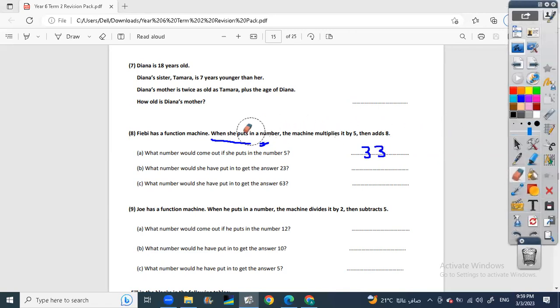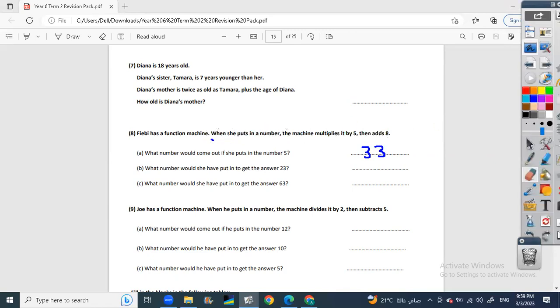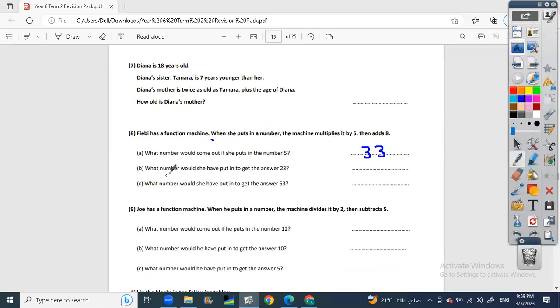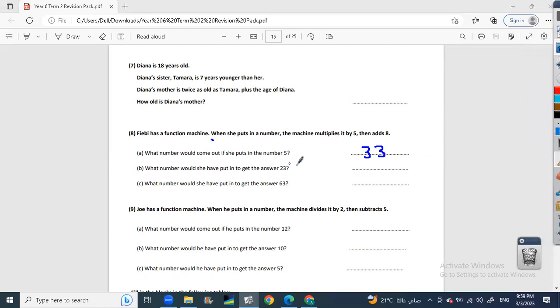But what if they tell you right now, what number would she have put in to get the answer 23? Oh, Mr. Ahmed, 1 second. Now they've given us the answer and they want to know the number. The question mark now is here. So what are we supposed to do right now? I'm supposed to move backwards. And if you move backwards, I need to use the inverse operations, which means the opposite operation.